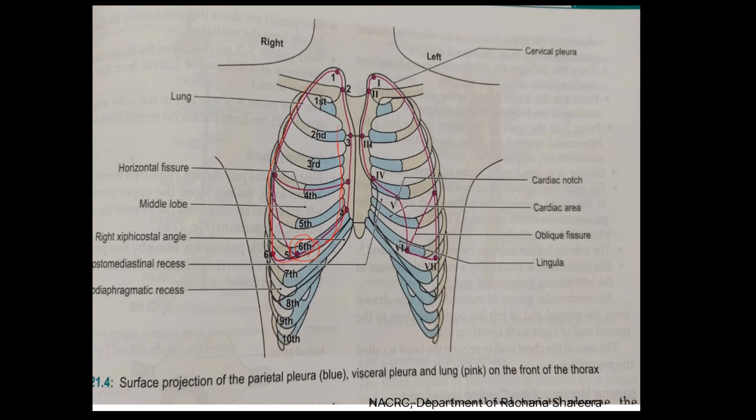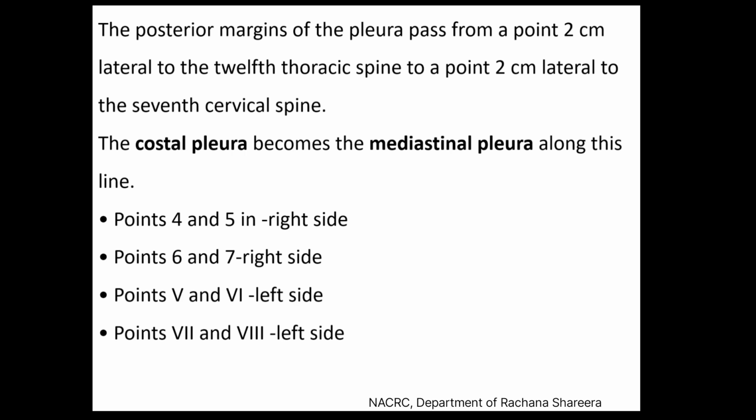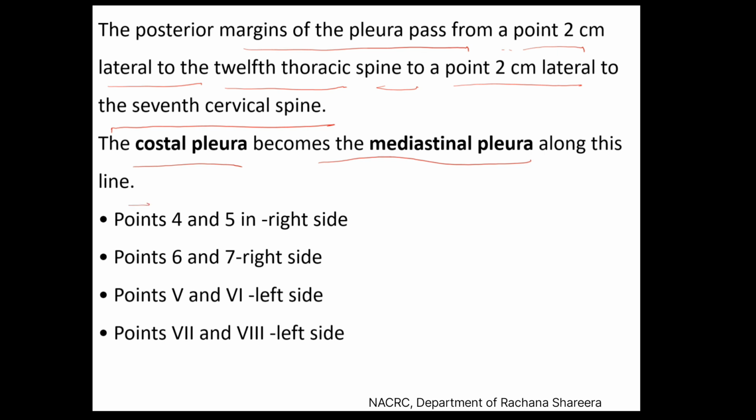On the posterior side there is the 10th rib level of the visceral pleura, plus 2 for the parietal. Then the 8th rib at the mid-clavicular line, the 10th rib at the mid-axillary line, and the 12th rib, T12 vertebral level, on the posterior side for the parietal pleura. The posterior margin of the pleura passes from a point 2 cm lateral to the 12th thoracic spine to a point 2 cm lateral to the 7th cervical spine. The costal pleura becomes the mediastinal pleura along this line.